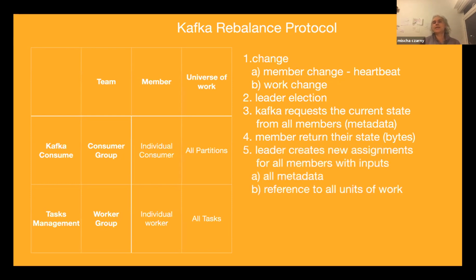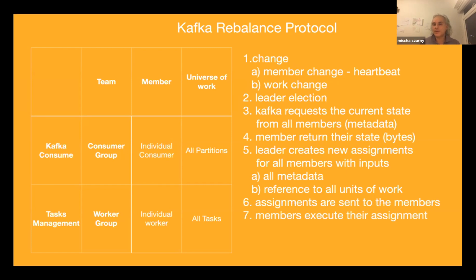Finally, the leader creates the new assignment, and the input for that is the member data, the metadata of all the members, and the reference to all the units. That means the leader needs to know about all partitions or all tasks, depending on the use case. Then the assignment is sent by Kafka to all of these members, and the members, so the individual consumers or task executors, the workers, are responsible for executing the assignment.